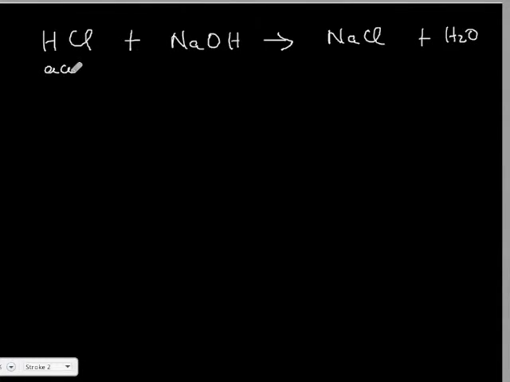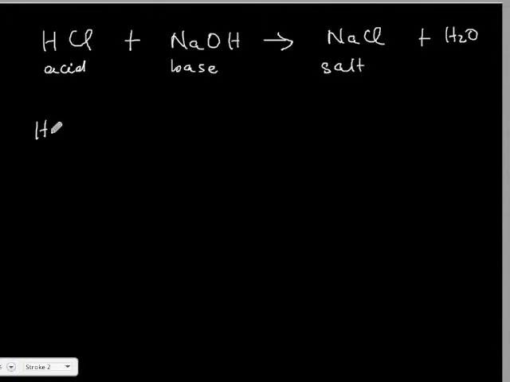This is your acid, and I know it's an acid because it will produce protons in water. This is my base, and I know this is a base because it can produce hydroxide in water. This is my salt. I know this is a salt because it's an ionic compound, and this is water.